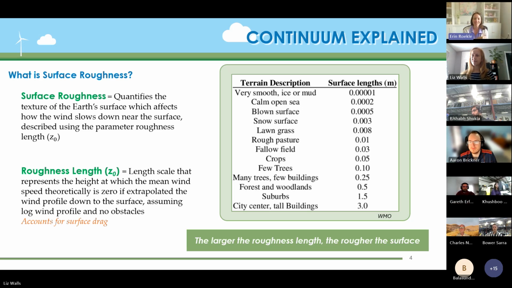So Liz was saying for this session, we're talking about surface roughness and displacement height. And these are probably some words you may not have heard of before. So what is surface roughness?